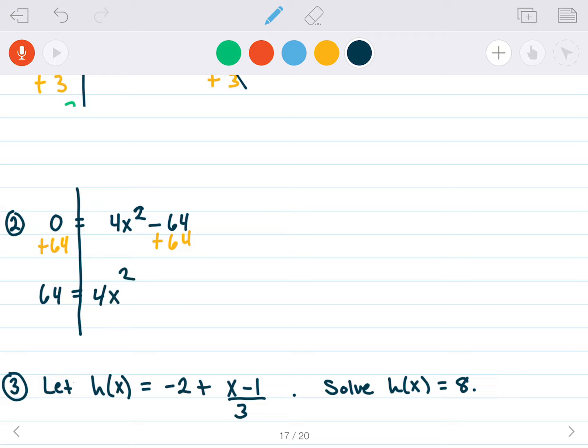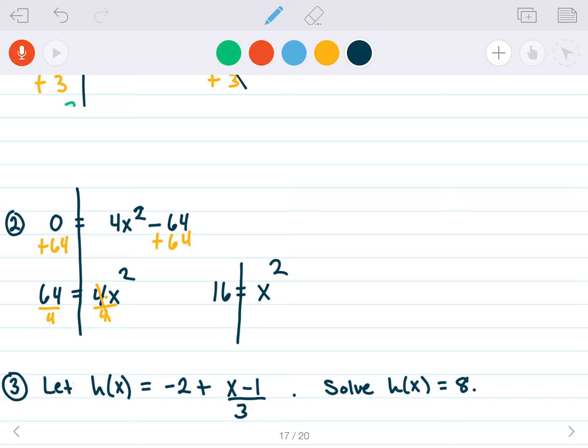Okay. Now I have multiplication by 4 to get rid of. So how do I undo multiplication by 4? I have to divide both sides by 4. So that clears out when I divide by 4. 64 divided by 4 is 16, so I get 16 equals x squared.